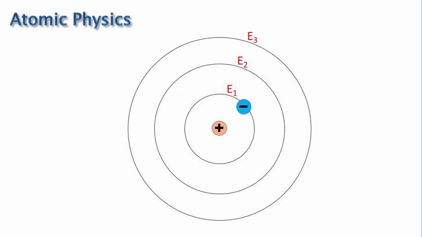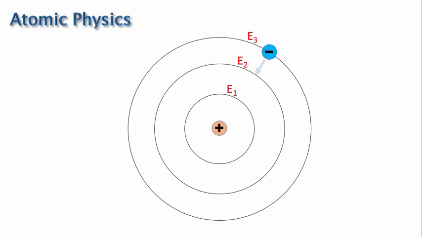When the element is heated, the electron gains energy and jumps up to a higher state, let's say E3, the third energy state. The electron will not remain at the higher energy state, though. It will ultimately drop back down. So in this example, it may drop back to E2 or it may drop back to E1.